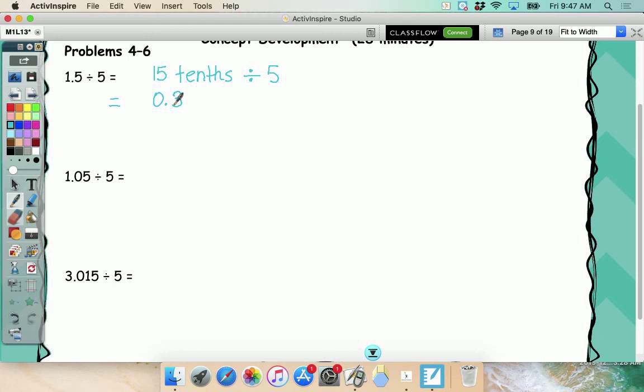0.3. So this is actually a little bit of a mental math strategy that I'm teaching you right now, okay? When you get really good at it, you can start doing it in your head. So I'm going to think 15 tenths right away when I look at this. I just have to make sure that I have a decimal in my answer. Remember that rule for multiplication? If I multiply times a whole number, my place value doesn't change. If I multiply, or if I divide a decimal by a whole number, my place value doesn't change.